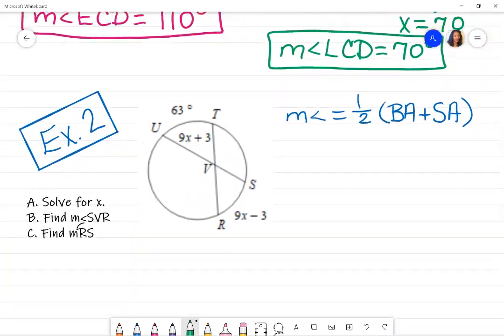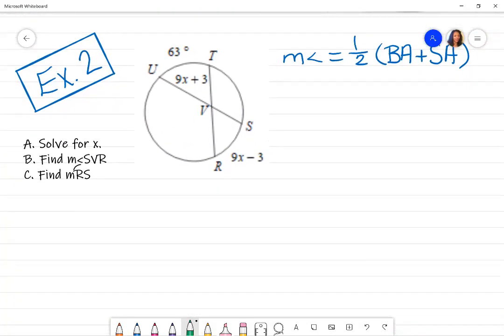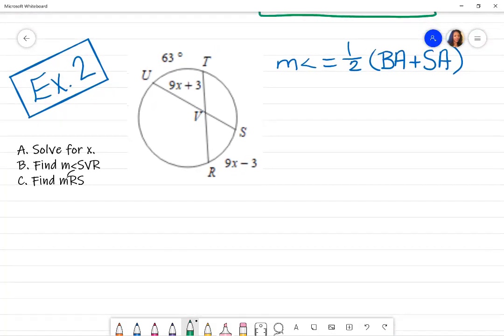In example 2, I'm still using the same formula because again, I still have interior angles and I'm solving for x. So I'm looking for what's given. I have an arc that has an arc measure of 63. It's attached to an angle. And this angle is its vertical angle, which is attached to another arc. So I know I'm working with that section.